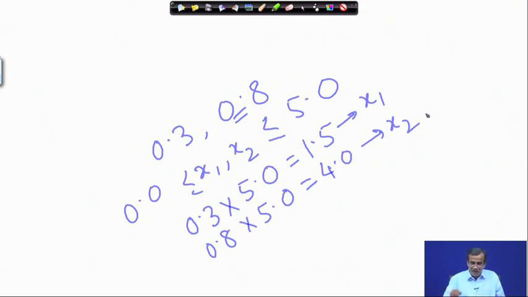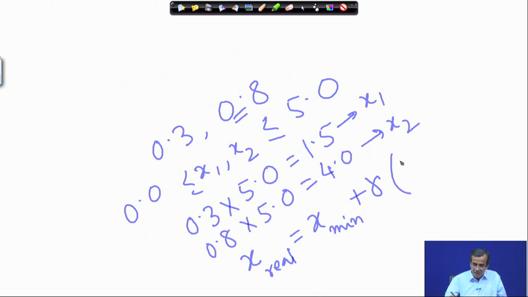Actually, the rule, let me write it here. Supposing that I know the random number, I know the range. The rule is as follows. If I want to find out the real value, for example x, the real value is nothing but x minimum plus the random number r multiplied by your x maximum minus x minimum.